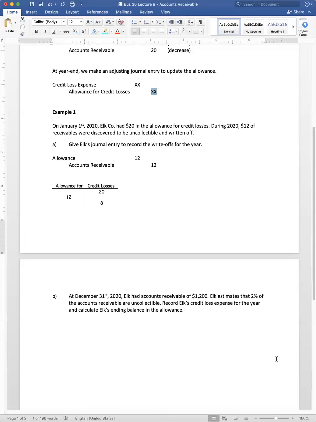Well, there are 2 different ways to do that. And the first way is what's mentioned in the question. It's called the percentage of receivables method.